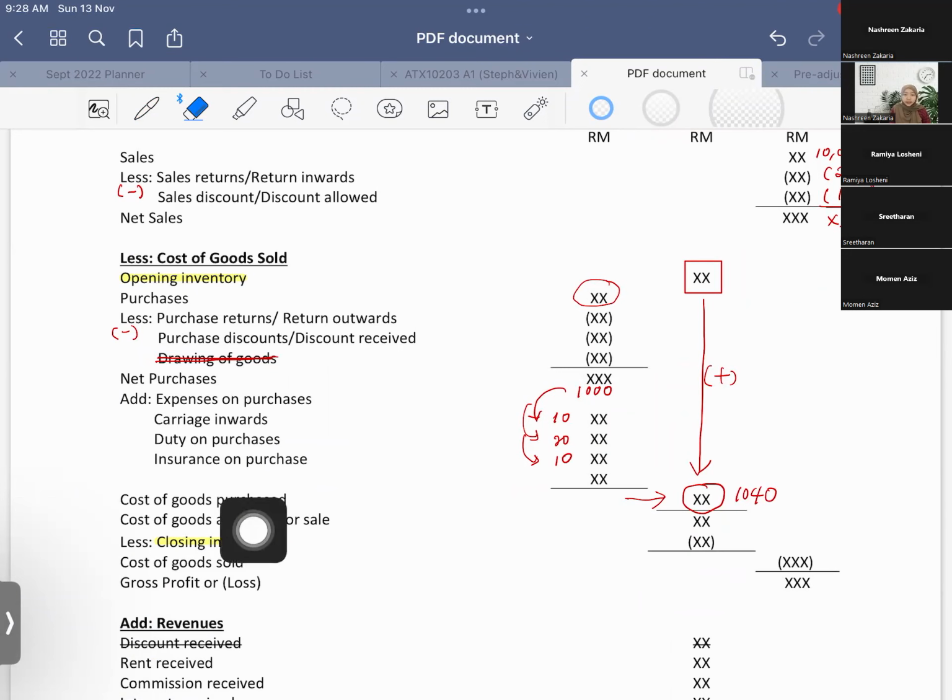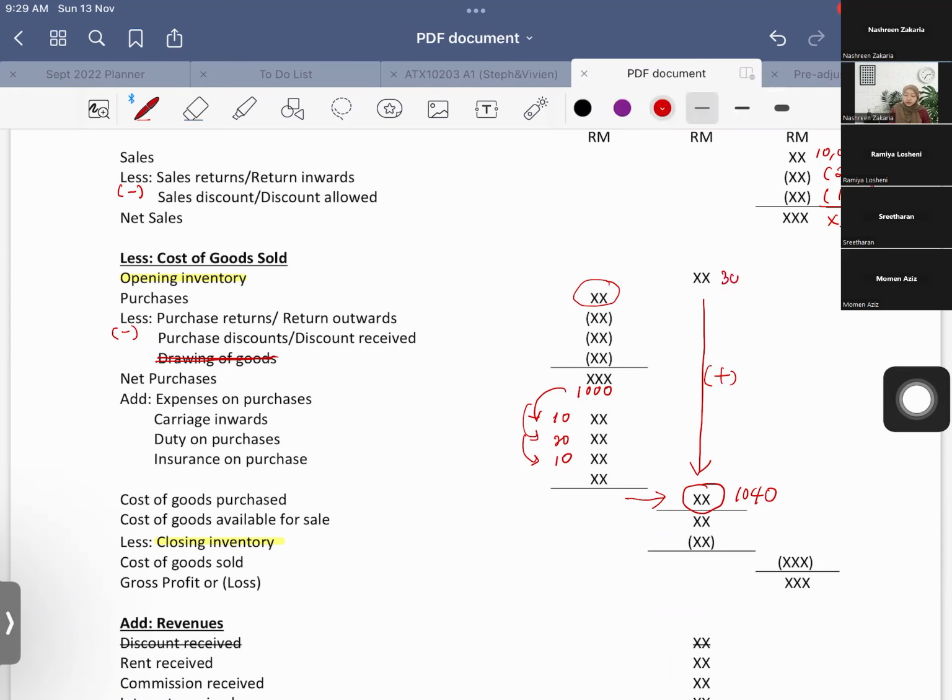Okay, then you need to plus your opening inventory tadi. Can you put it at the second column too? Plus your opening inventory, let's say lah 3,000. Your opening value. Okay, plus with your cost of good purchase, you will get your cost of good available for sales. 4040. Okay, your cost of good available for sales.